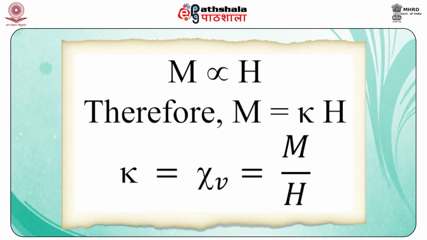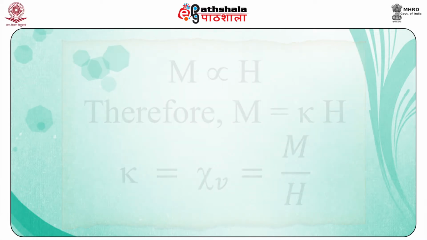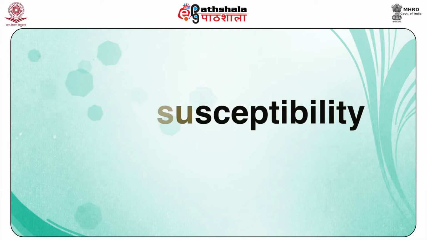It is a characteristic property of a material. As we know that M is proportional to H, therefore M is equal to kappa H, that gives us kappa or chi V is equal to M by H, where M is the magnetization of the material measured in amperes per meter, and H is the magnetic field strength, also measured in amperes per meter. Chi V is therefore a dimensionless quantity.